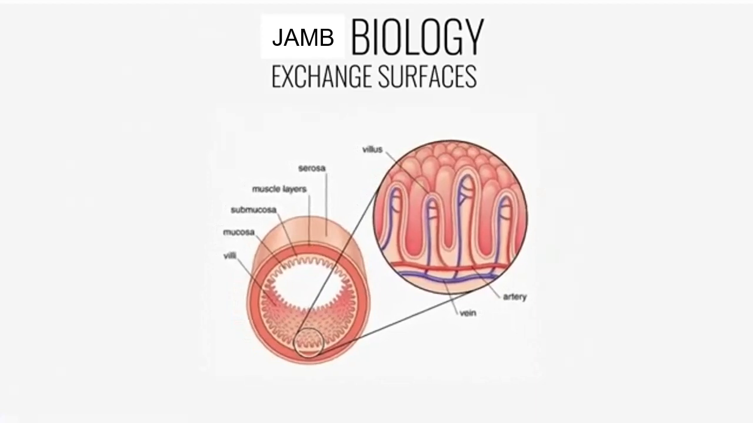So these villi increase the surface area of the intestine so that digested food can easily be absorbed quickly into the blood. The villi are well adapted for this function since they have a single layer of surface cells and a good blood supply to assist quick absorption.